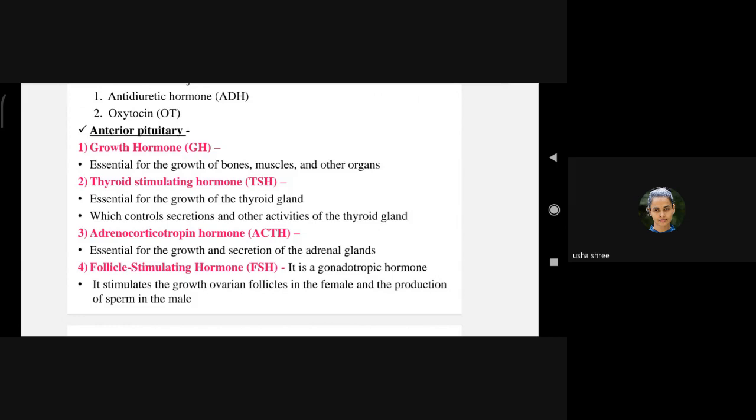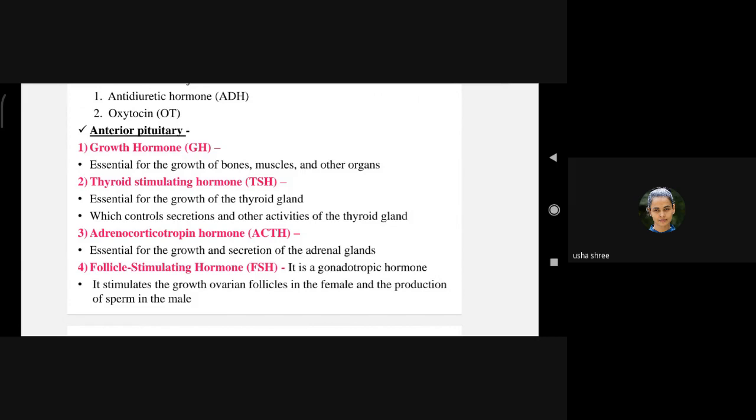Okay. The next is thyroid stimulating hormone. Thyroid stimulating hormone is produced by the anterior pituitary and it acts on the thyroid gland, which is essential for the growth of the thyroid gland, and this controls the secretion and other activities of the thyroid gland. Secretions of the thyroid gland are T3 and T4, right? Triiodothyronine and thyroxine, T3 and T4.